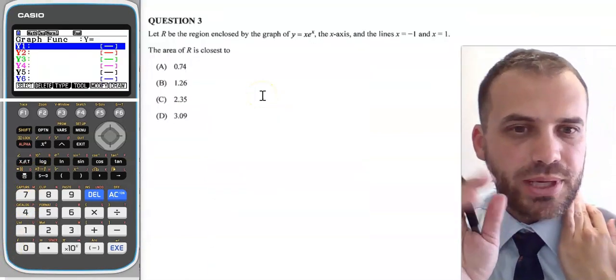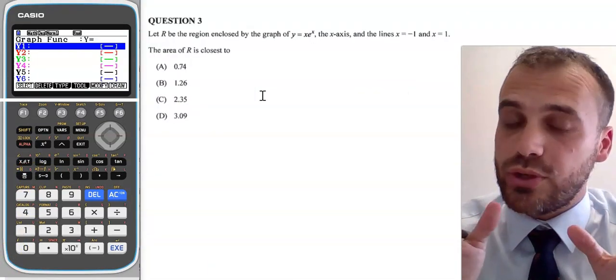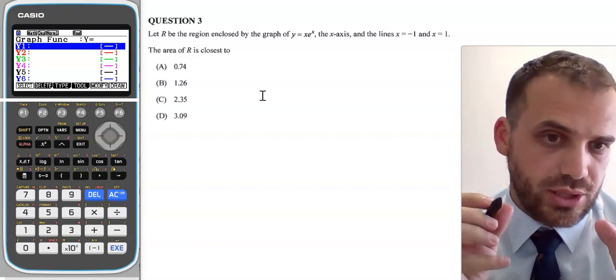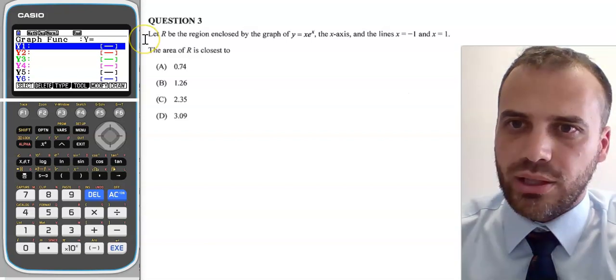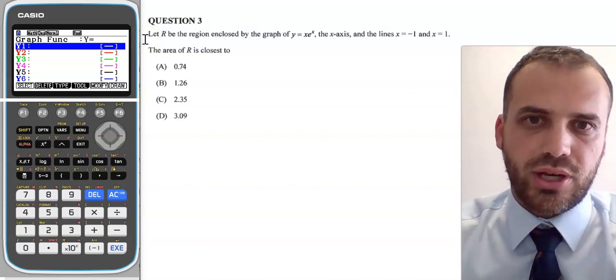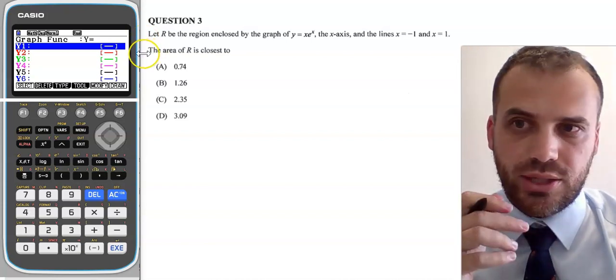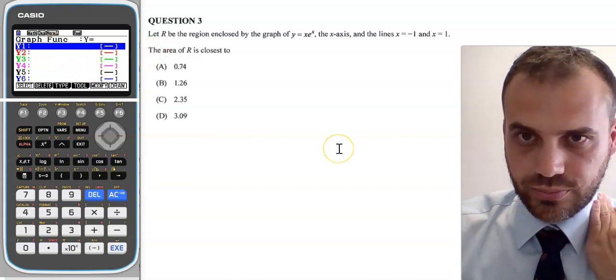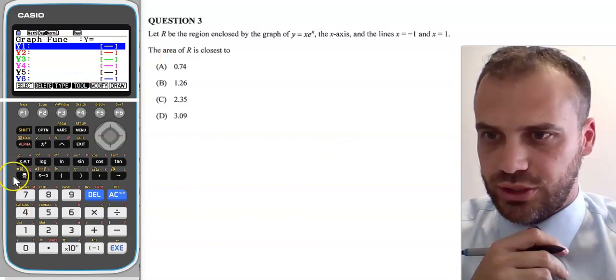This is one where you want to be a bit careful here because your calculator will give you the answer, but it'll give you 2 answers and you're going to have to pick which one you want. Let R be the region enclosed by the graph of this, the x-axis, and the lines x equals negative 1 and x equals 1. First step, graph that function there.